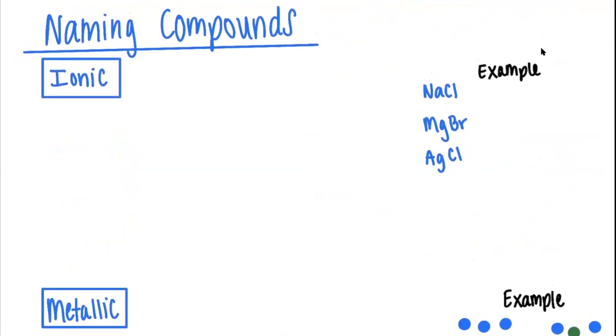So if we're talking about the rules for ionic compounds here, let me see who I got. Abby, you with me? Yep. Perfect. With ionic compounds, does it go metal, non-metal, or non-metal, metal? I think it goes metal, non-metal. It does. It goes metal, then non-metal.